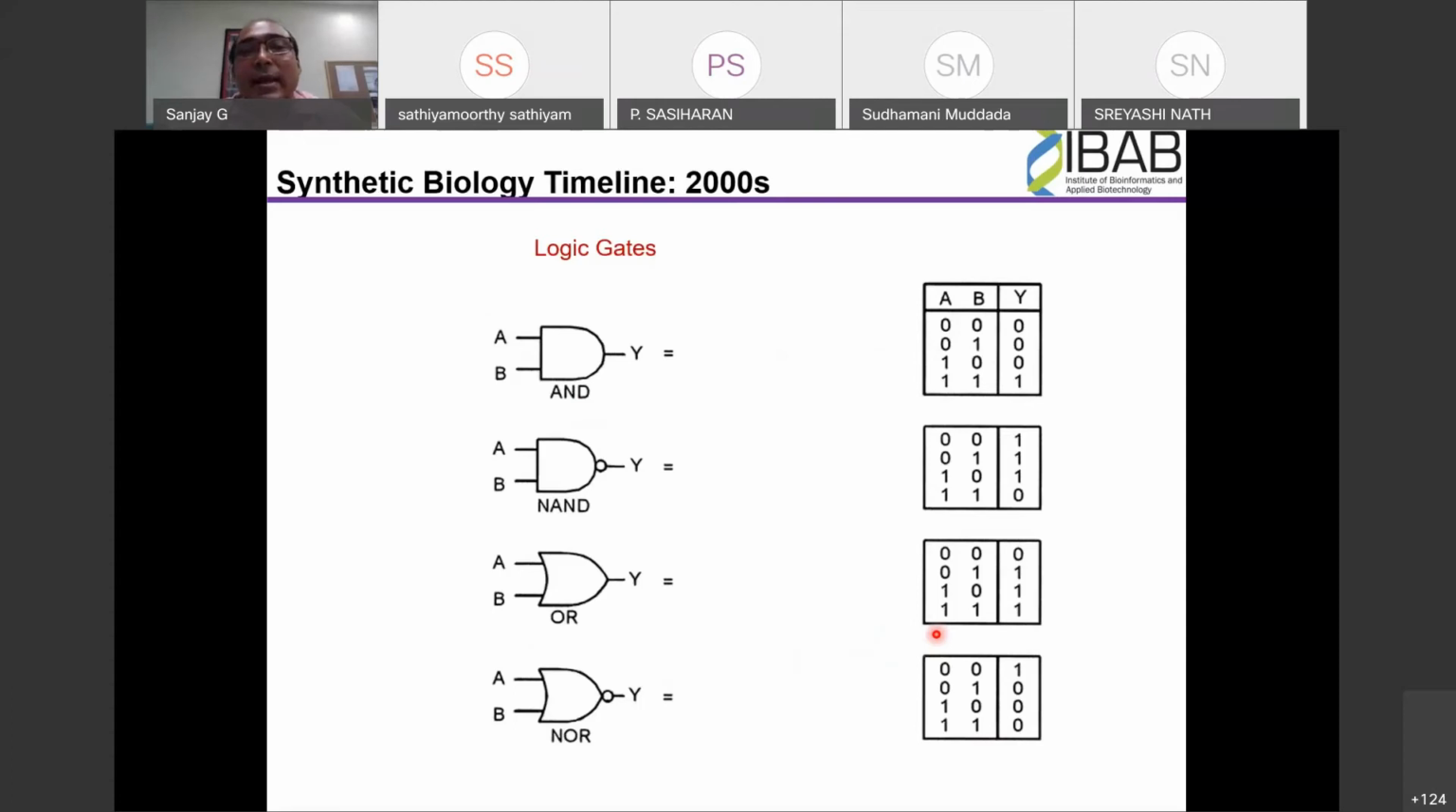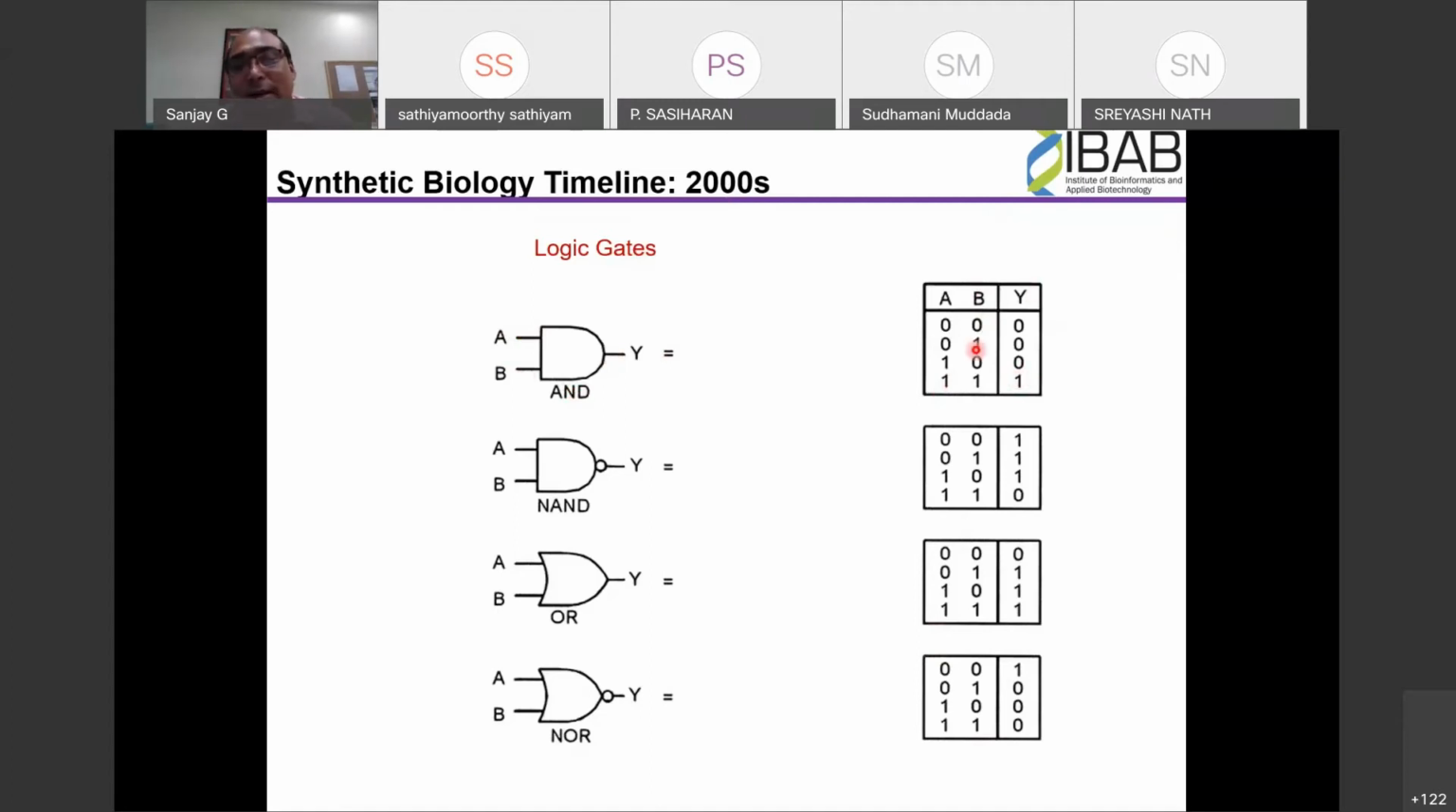Now, in the 2000s, which was the golden age of synthetic biology, people started to realize that biological systems also work like electrical switches. So they have logic gates, right? These are some of the simple ones I have put here. AND gate means the output will only be there if both A and B, two different inputs, are present. These are the truth tables. Only if A and B are there do you have a yes. So it's a kind of binary switch, right?